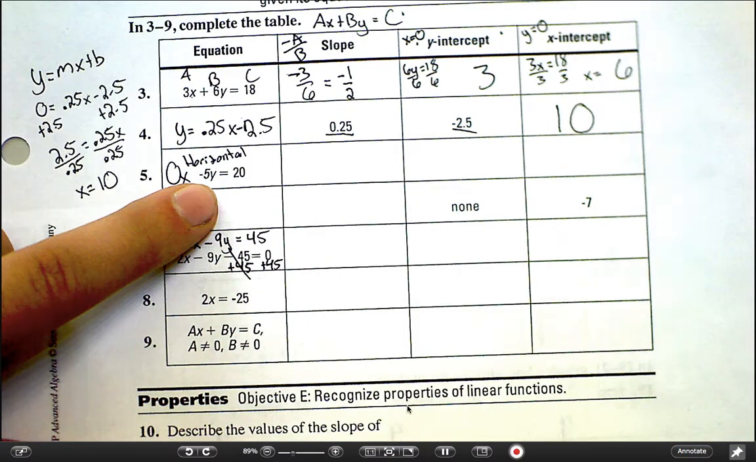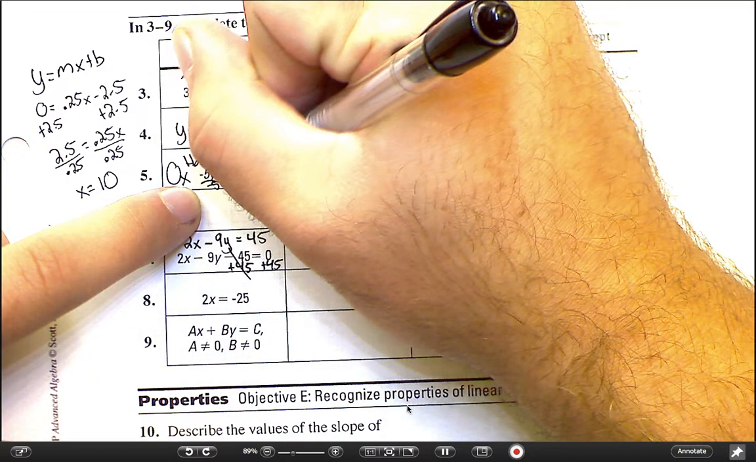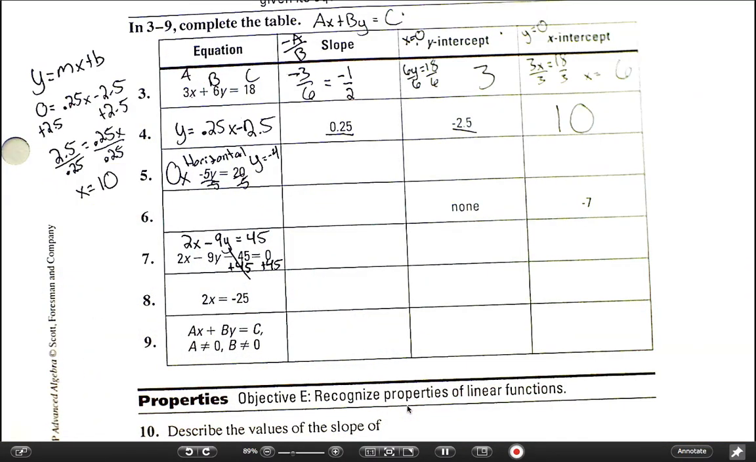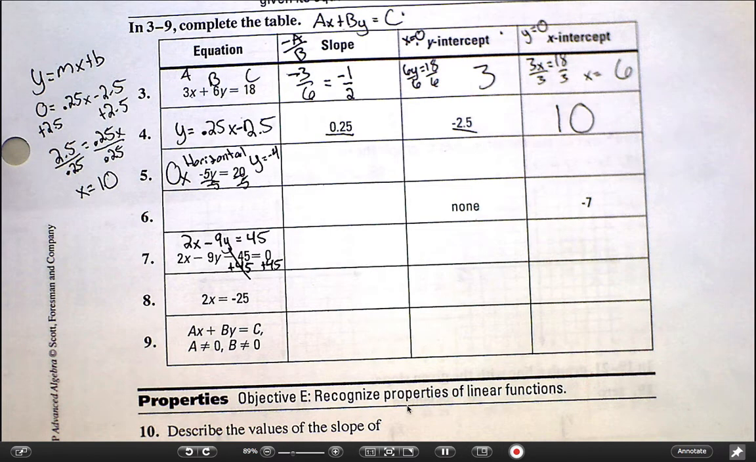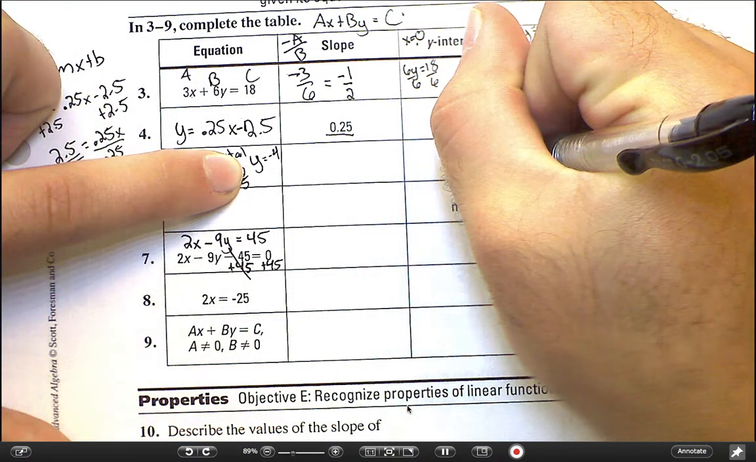Okay, so our horizontal line here, first thing I want to do is get y by itself. So I'm going to divide by the -5 on both sides. And when we do that, we have y is equal to a -4. Okay. Now that -4 gives us a couple pieces of information. First of all, that is our y-intercept. That's where we're going to cross our y-axis.